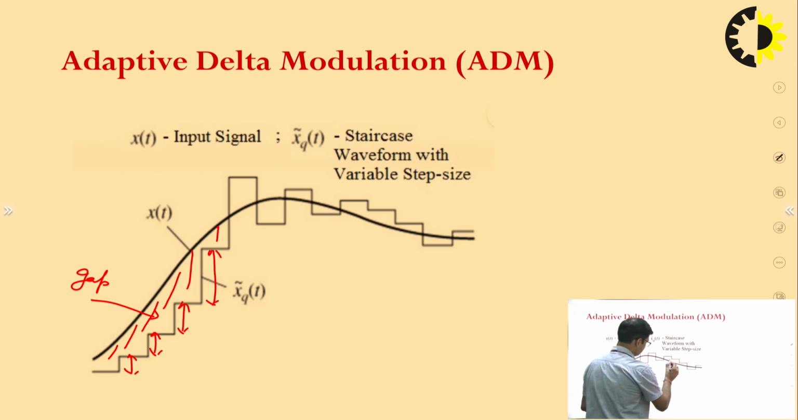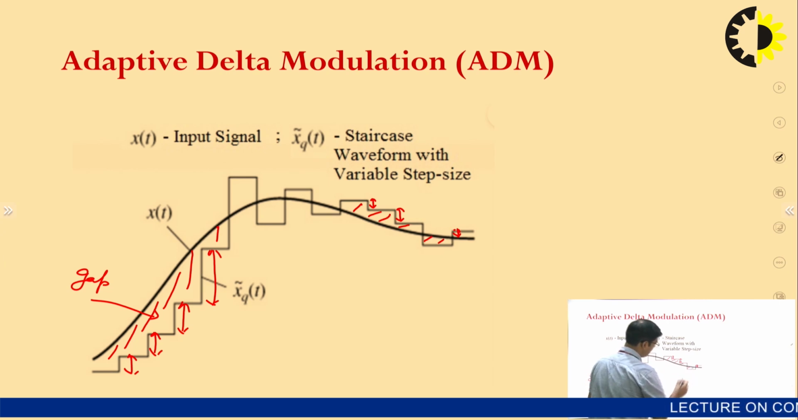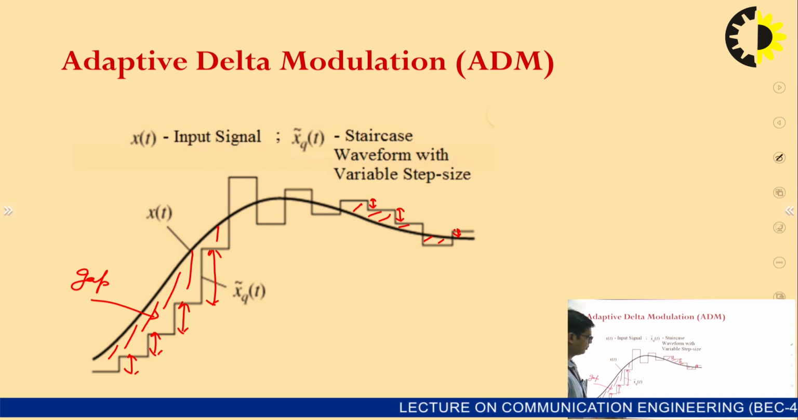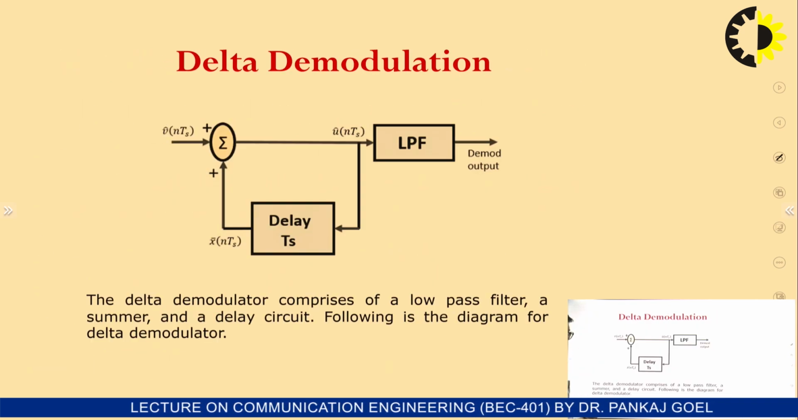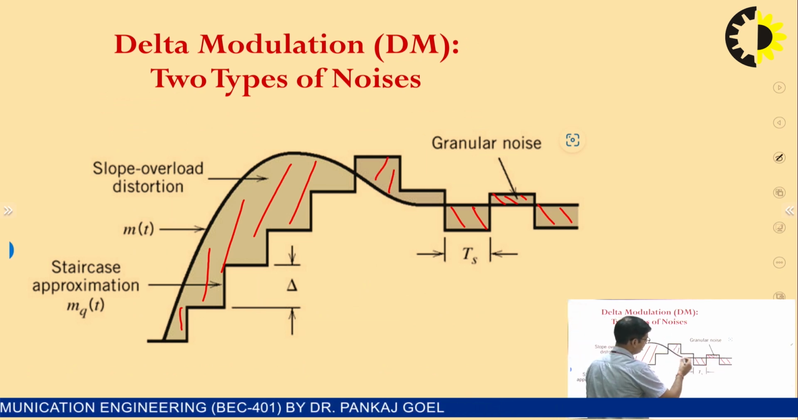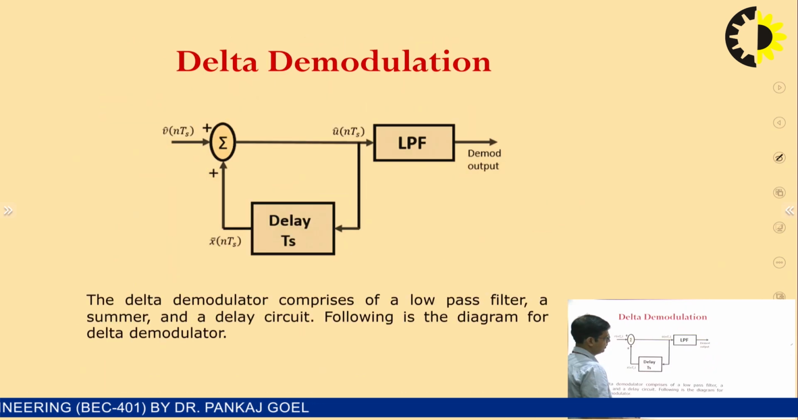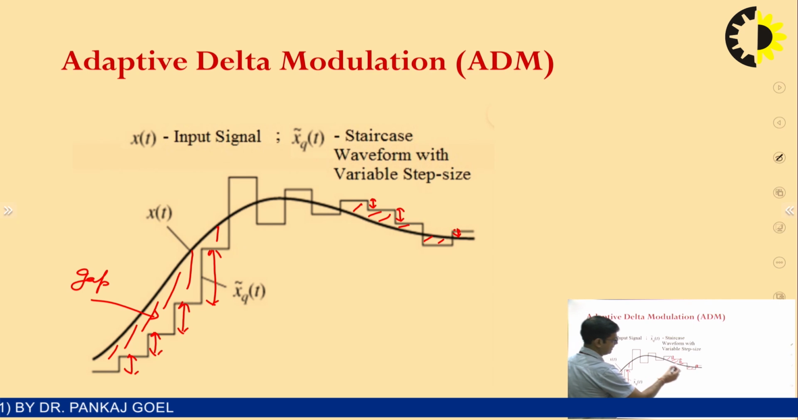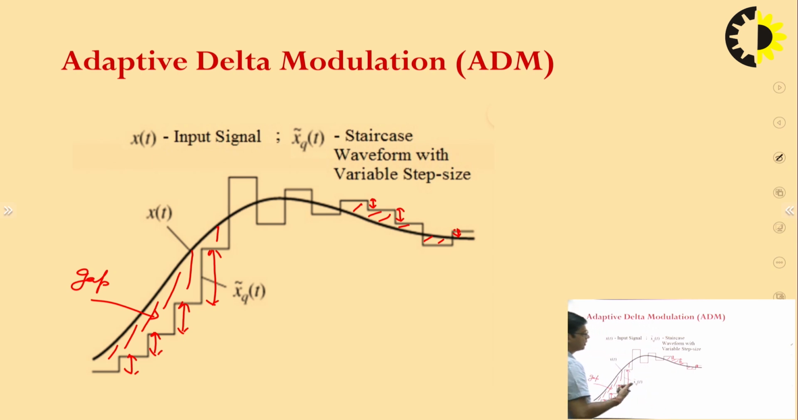Here we can see the step size is decreased. So this is our gap between the message signal and the quantized waveform. This gap is narrower as compared to the delta modulation technique. Here the gap is more. In case of adaptive delta modulation, the gap is lesser, because we can reduce the step size as per our need.